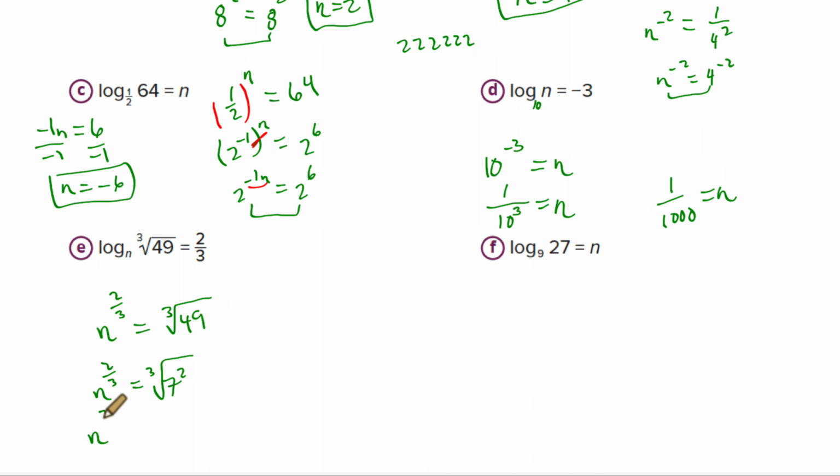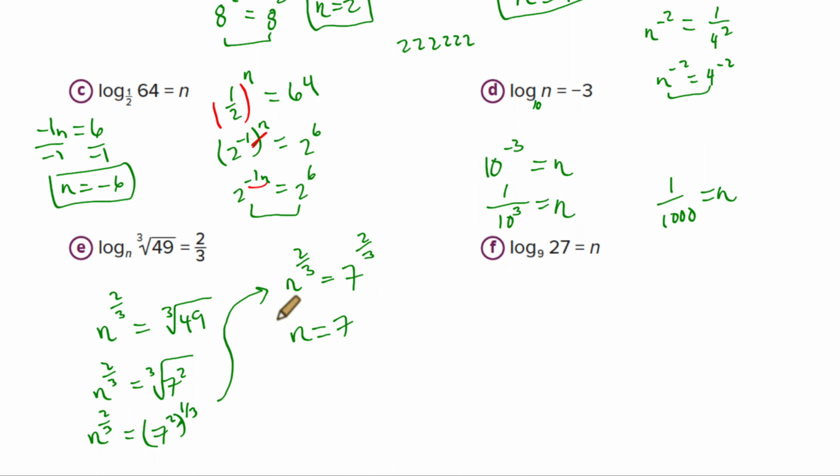So n to the 2/3 has to equal 7 squared raised to the 1/3 power. This one takes a little more room here. Let's follow it up here. Okay, so n to the 2/3 equals 7 squared to the 1/3 power. This is ugly. Well, my exponent rules say I can multiply those. So n to the 2/3 power is going to equal 7 to the 2 times 1/3, which is 2/3. Guess what? n has to equal 7 here.